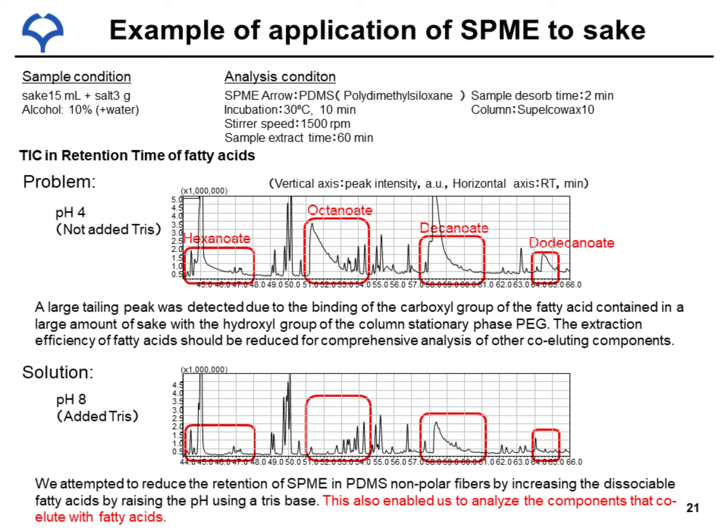In order to solve this problem, we adjusted the pH and studied appropriate extraction conditions to reduce the large tailing peaks of fatty acids and to enable the analysis of other co-eluting components. In the future, we plan to conduct metabolomics research, including volatile component profiles, using this analytical method.